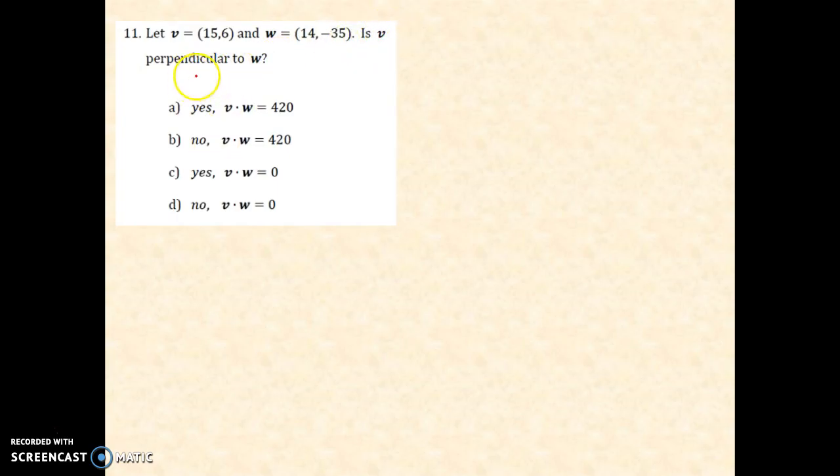Alright, so is V perpendicular to W? You might remember that two vectors are perpendicular or orthogonal if and only if their dot product is 0. So we need to find their dot product. So V dot W equals, these are bold because they're vectors, 15 times 14 plus 6 times negative 35.